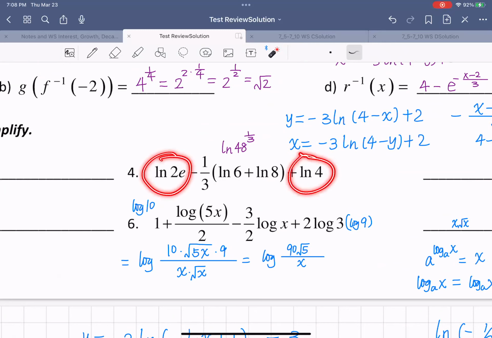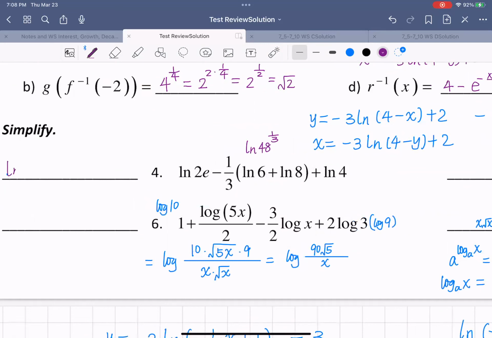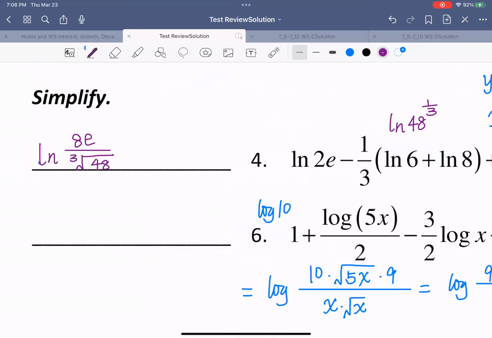So what do we do? ln of 2e times 8e. So that is ln of 8e, correct? And minus means this is going to be in the denominator, right? So we will put the cubic root of 48 over here, correct? That makes sense?